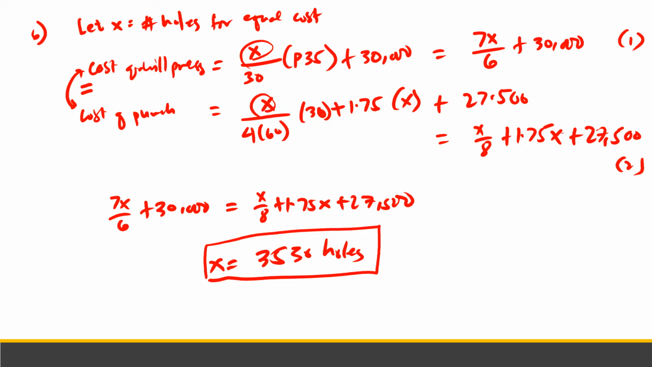So after punching out 3,530 holes, the cost is equal. So this means that if you are going to punch 3,530 or less, it is better to use the punch machine. But if holes are more than 3,530, just like in 6,000, it is wiser to use the drill press since makakasave ka na.